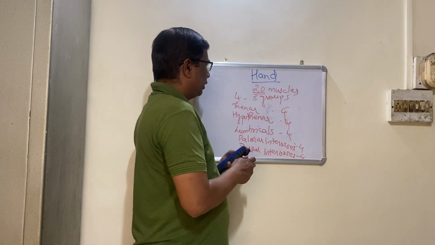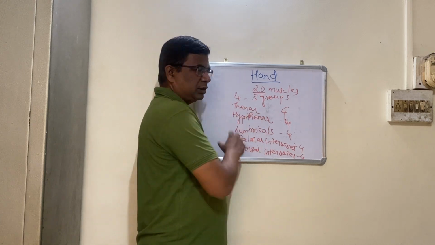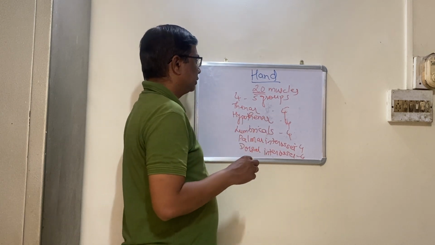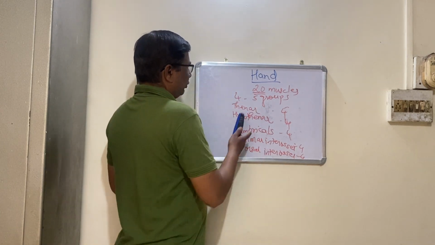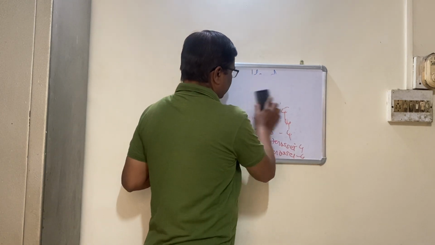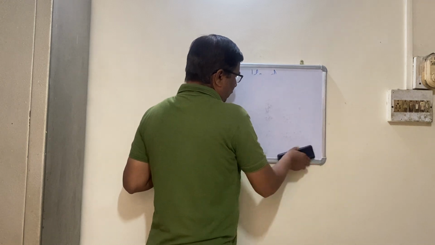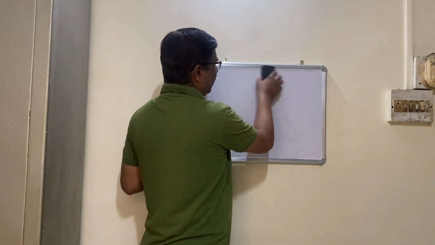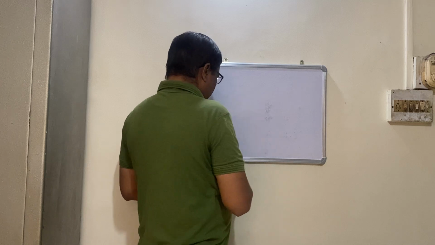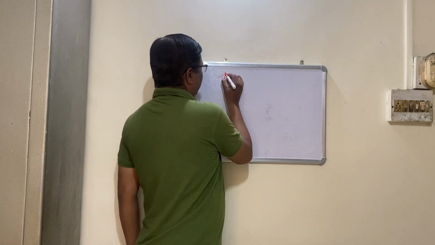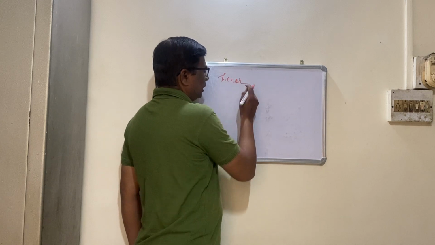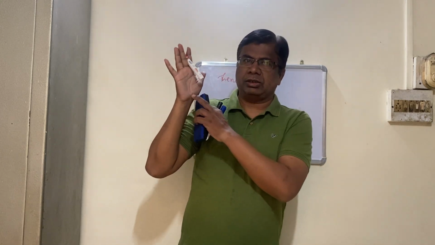We'll talk about the nerve supply of these muscles, the names of the muscles, the important actions of the muscles, and the related applied anatomy of these muscles. First we'll learn the names of the muscles. You should know the names of the muscles of the thenar eminence and the hypothenar eminence, because the lumbricals and interossi don't have any other names. So what are the thenar eminence muscles? The thenar eminence is the eminence present below the thumb.